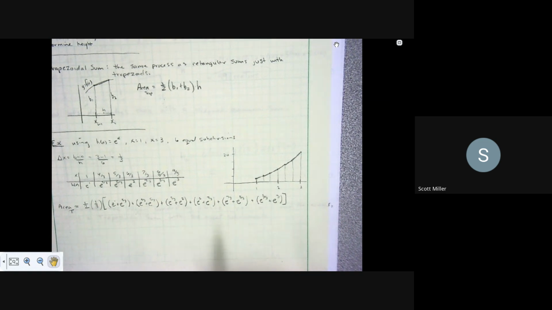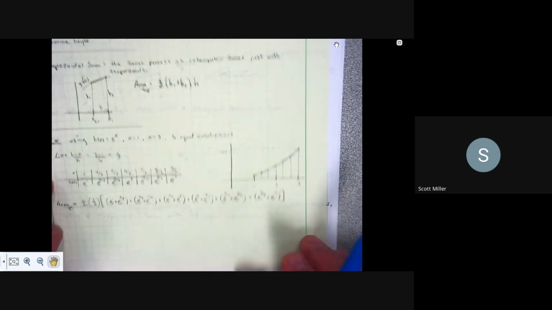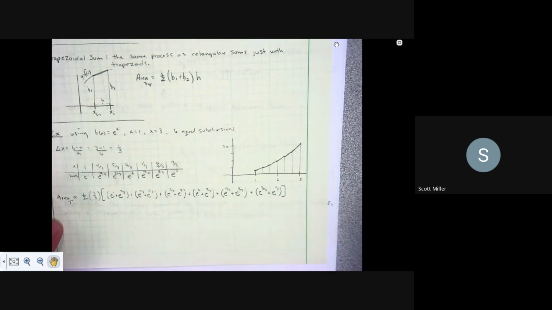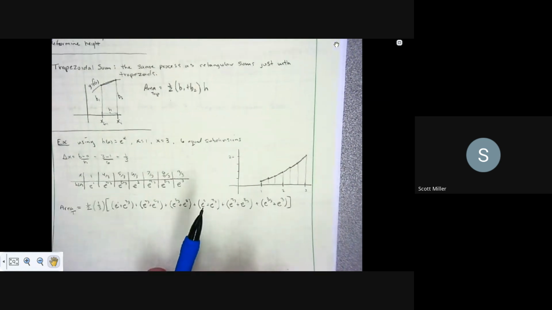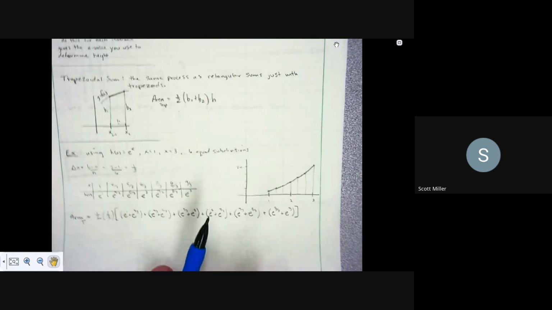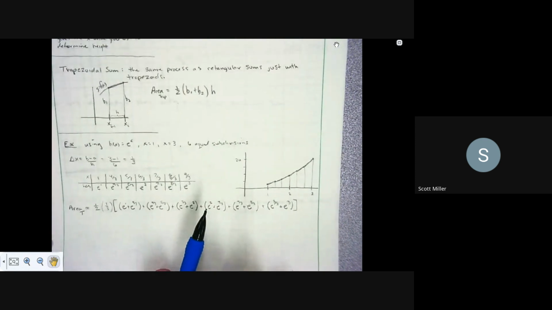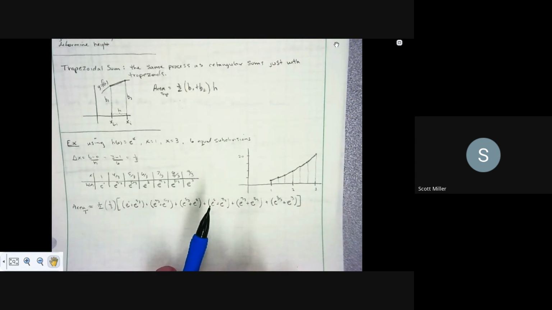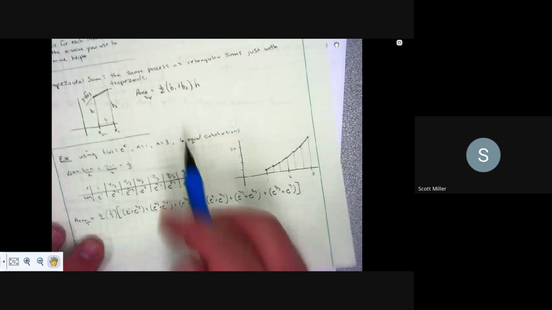Whatever that is, you can figure it out on a calculator. Okay? So that's how I would do a trapezoidal sum. This is it, just the formula right there. Instead of an area of a rectangle, it's going to be a trapezoid.